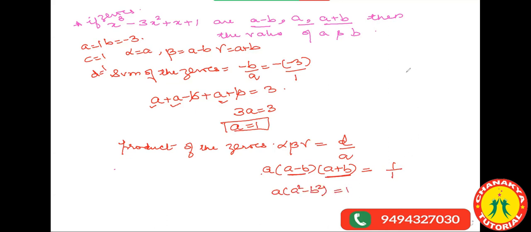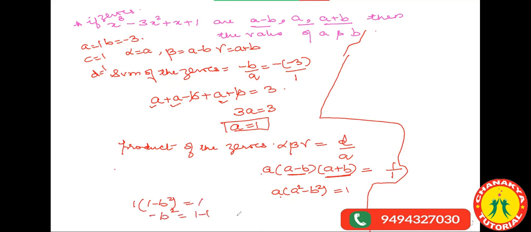Clear? Yes, ma'am. Now just put the value of a here, 1. So 1 into 1 minus b square will be equal to 1. So b square minus b square is equal to 1 minus 1. So it will be b square is equal to 0. Then the value of b will be 0. Clear? So now the value of a is 1 and the value of b is 0. So this is the answer. Have you understood, children? Kindly show me a thumbs up.